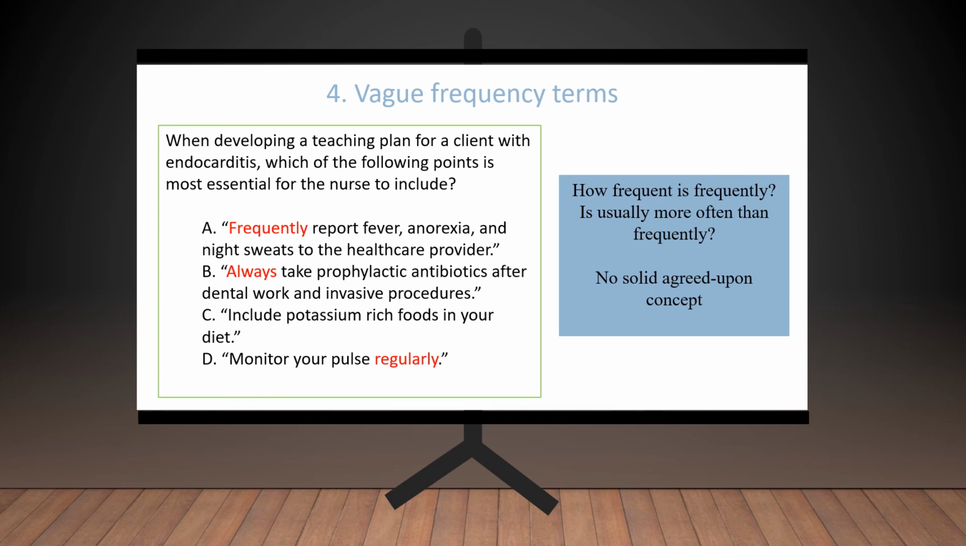Number 4. Vague frequency terms. The use of frequency terms adds ambiguity to the options because there is no solid agreed-upon concept. Therefore, avoid the use of frequency terms. We never know how frequent is frequently, and is usually more often than frequently?